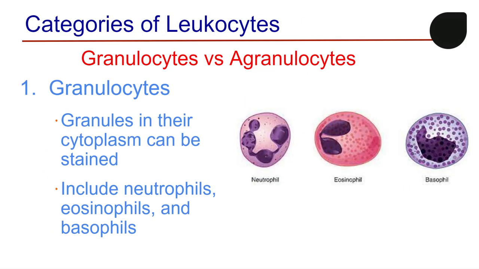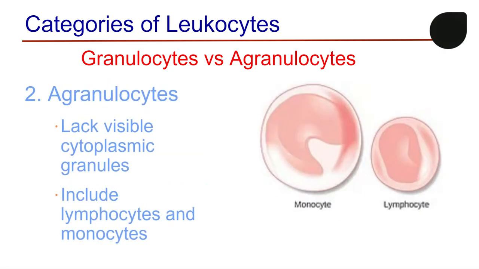So now we're going to look at the 5 kinds of leukocytes, and they're divided into 2 categories. 3 of your leukocytes are what are called granulocytes. They are called granulocytes because they look like they have granules, or kind of think of sand or dots inside their cytoplasm. And then the other 2 are agranulocytes because they don't have those granules inside their cytoplasm.